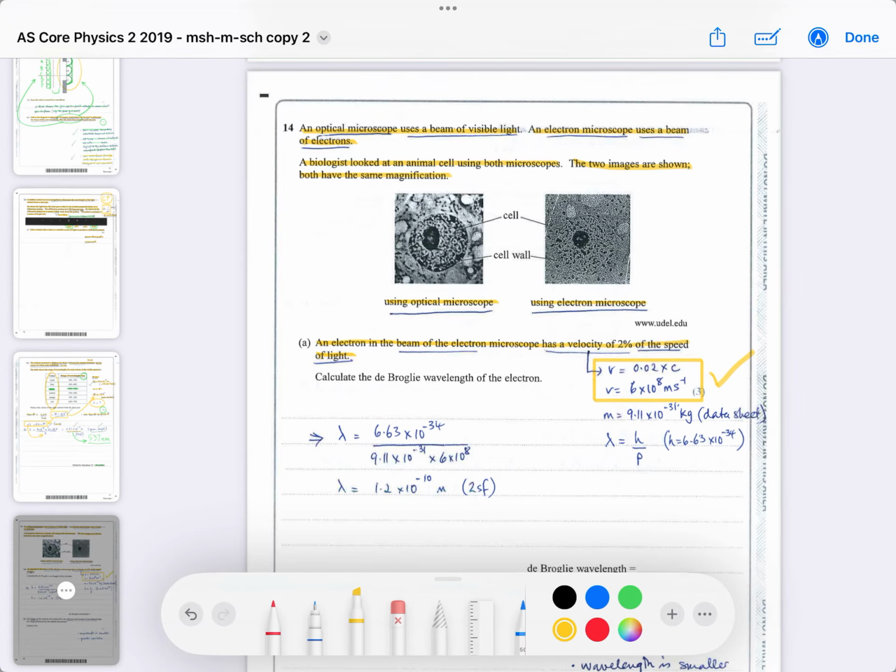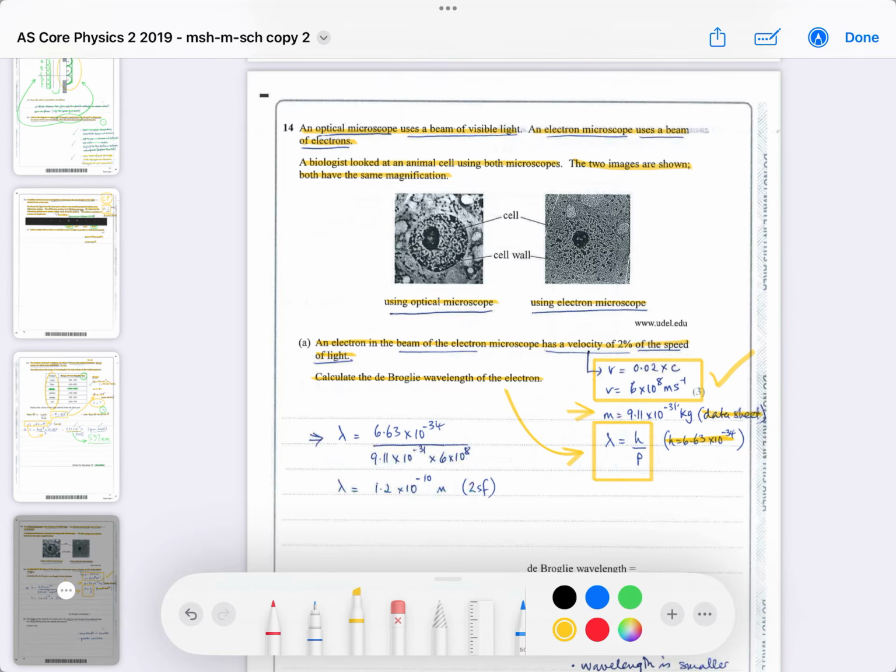And then we know they want us to calculate the de Broglie wavelength of the electron. De Broglie was a French scientist, I believe that's how you pronounce his name. To work out the de Broglie wavelength, we need to use the equation, lambda equals Planck's constant divided by momentum. Well, we just know the velocity, and the mass is given to you in your data sheet. So we know that the data sheet provides the mass and also provides Planck's constant.